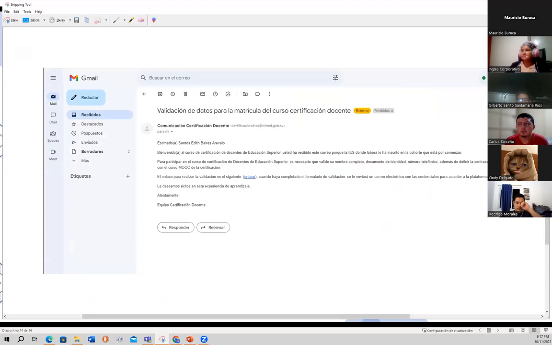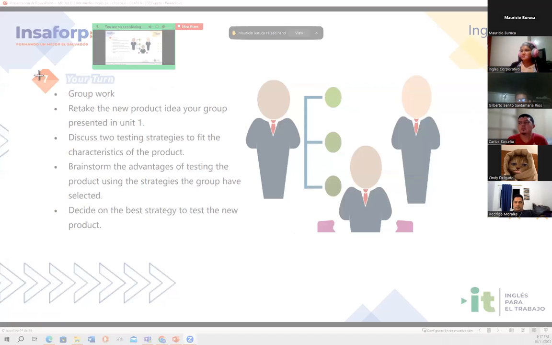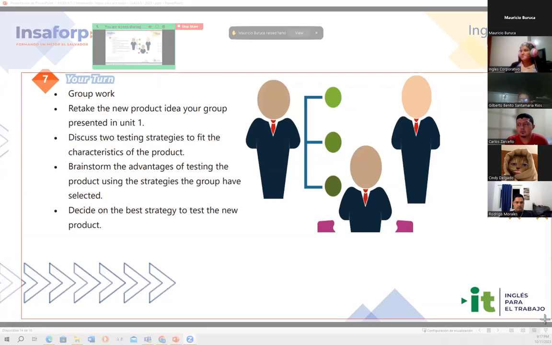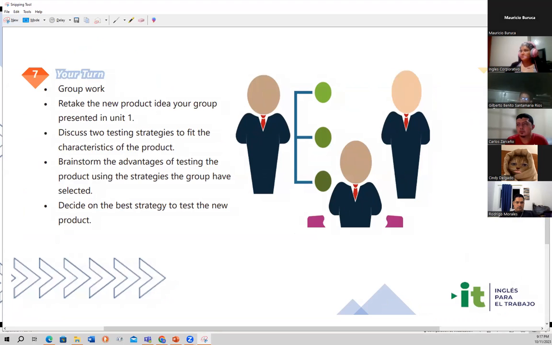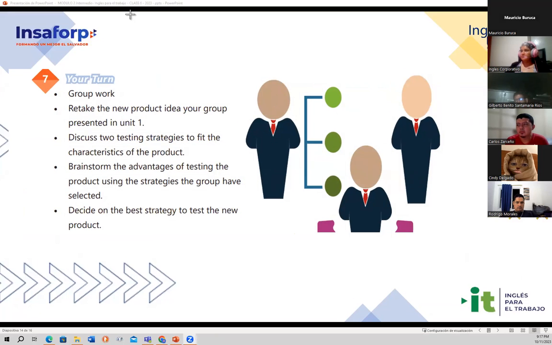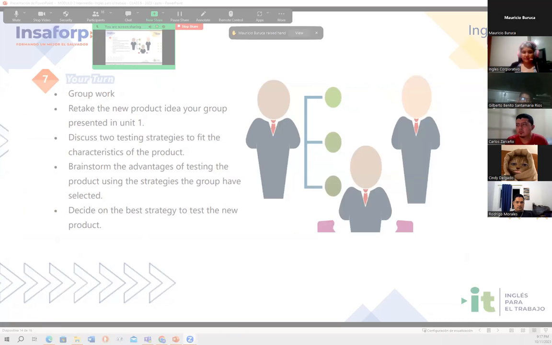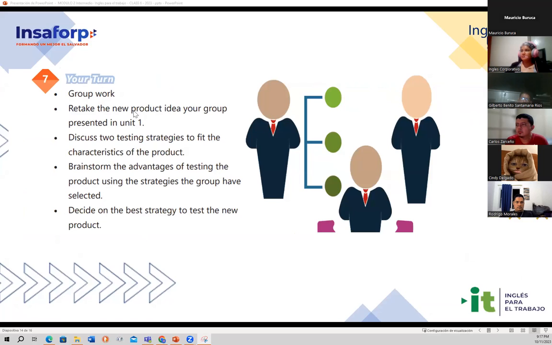So we have to discuss, for example, two strategies of testing the product, and then we have to discuss the advantages of this testing, and lastly we have to select one of those strategies. Correct. You're going to select the best at the end. Which one do you consider has been the best strategy to test the product? Right?